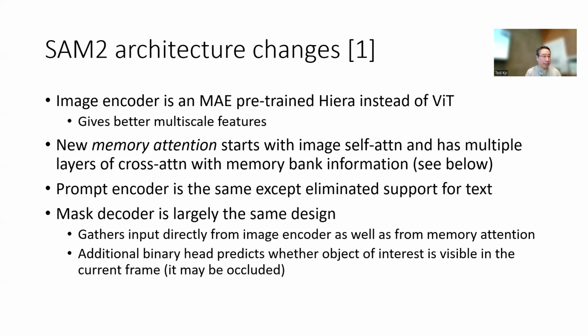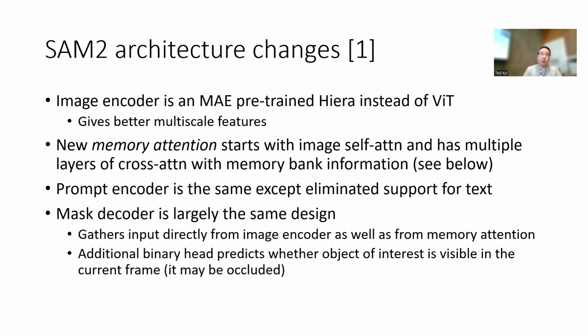The prompt encoder is basically the same. They got rid of text. The mask decoder is largely the same. The main difference, though, is that now they have two inputs. They're going to get an input directly from the image, just like SAM, but now they're also getting an input from the memory attention, which means it's the frame-context-aware information as well as just this one.